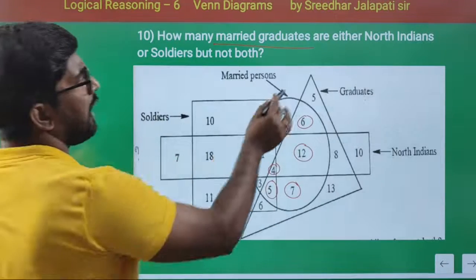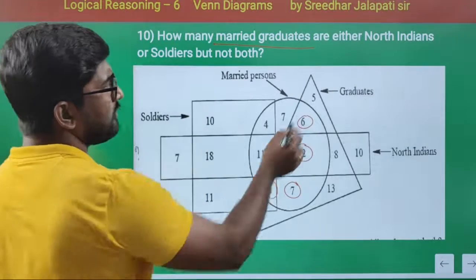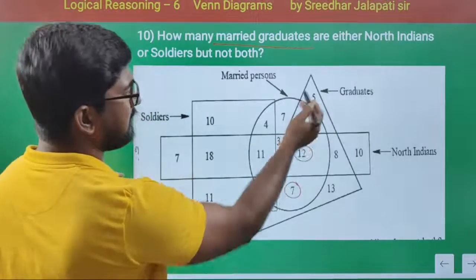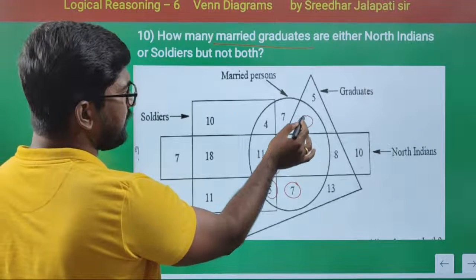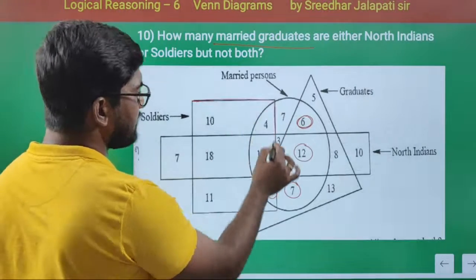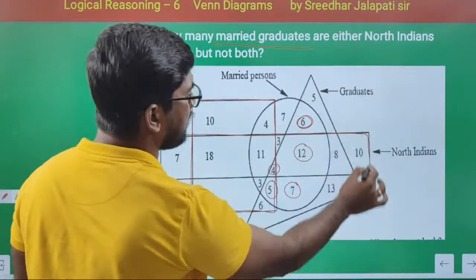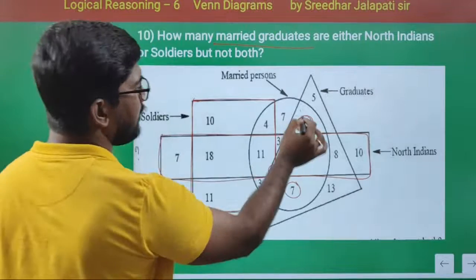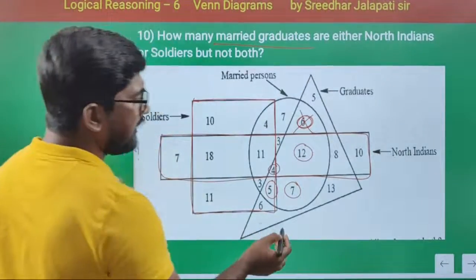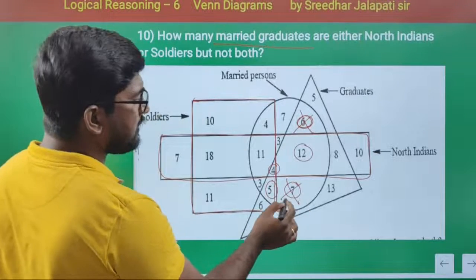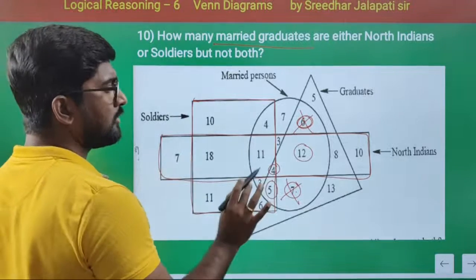Out of this, how many of these are either North Indians or soldiers, but not both? First of all, this 5, anyway we have not taken, right? These 6 people are not part of soldiers, and these 6 are also not part of North Indians. So therefore I have to ignore. We want either North Indians or soldiers, so 6 we are ignoring. And this 7 is also not part of North Indians, not part of soldiers, ignored, right?